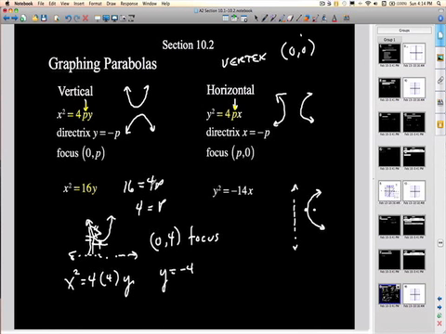So the key part in doing this is for me to know what the center is, and right now the center is at 0, 0. And find p, because p is going to tell me how far I move from the center to find the focus or to find the directrix. Okay, so in this case, y squared is equal to negative 14x.